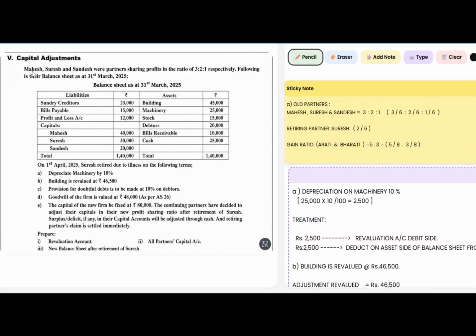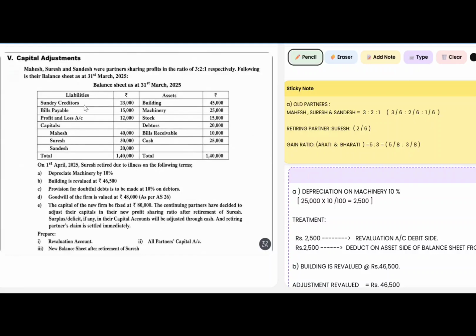Here, Mahesh, Suresh, and Sandesh were partners, sharing profits in the ratio of 3:2:1, respectively. Following is their balance sheet as at 31st March 2025. So, given here is the balance sheet as at 31st March 2025. Let's see the entries given here in the balance sheet.